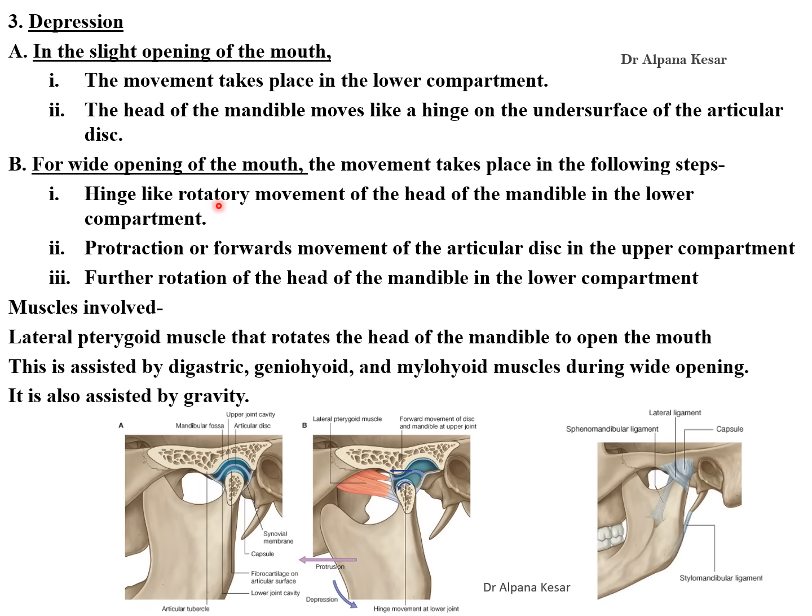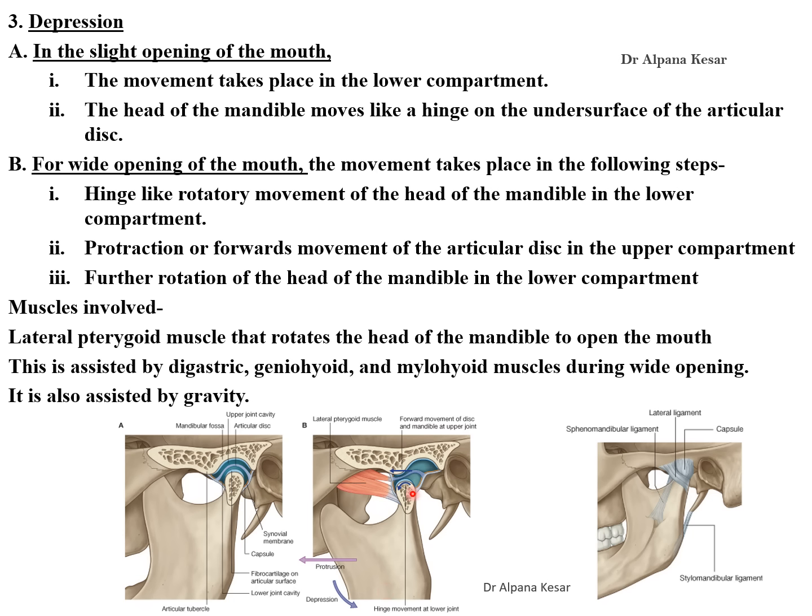For the wide opening of the mouth, the movement will take place in three steps. First, the movement will take place in the lower compartment. Second movement will take place in the upper compartment. And third movement will take place in the lower compartment. The first movement is similar to the movement that occurs at the time of slight opening of the mouth. In this, hinge-like rotatory movements of the head of the mandible take place on the undersurface of the articular disc, leading to depression of the mandible and slight opening of the mouth.